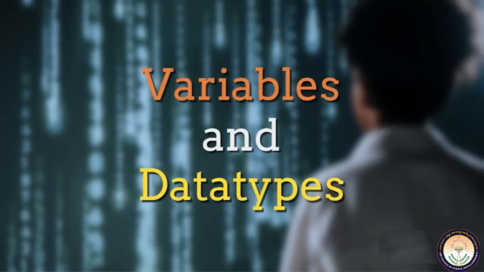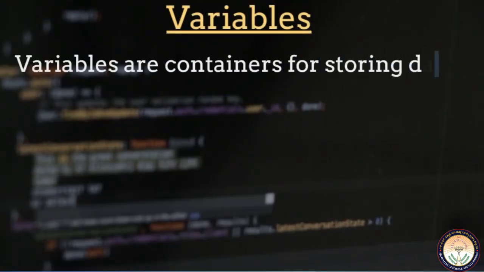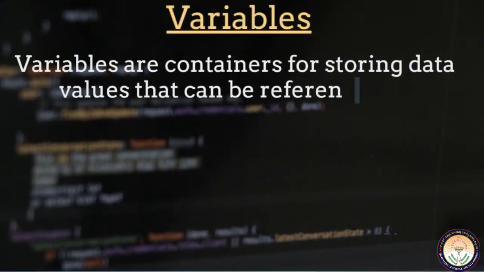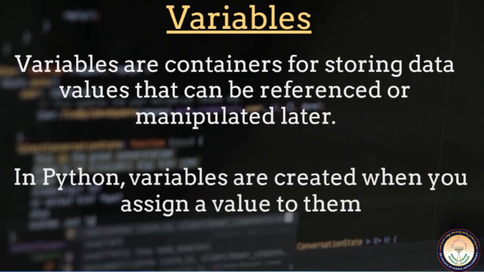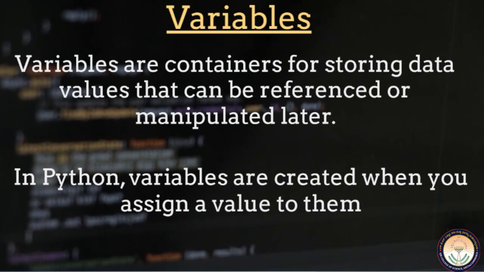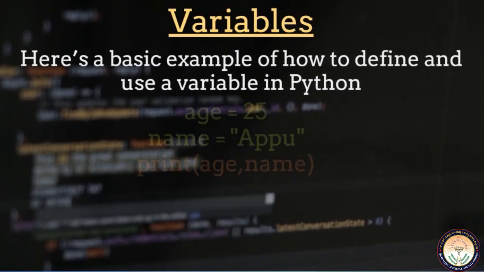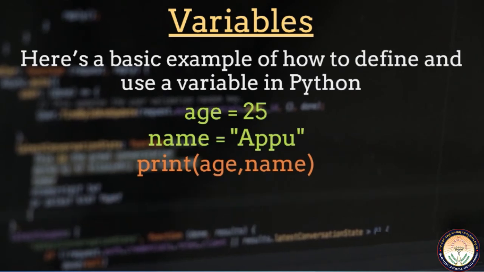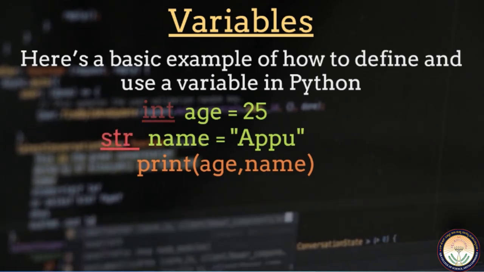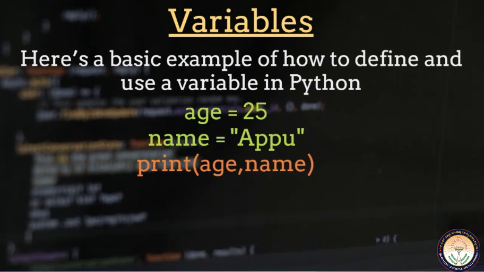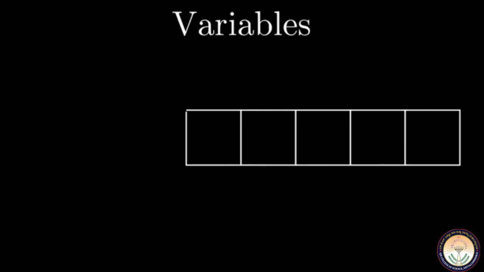Variables and data types. Variables are containers for storing data values that can be referenced or manipulated later. In Python, variables are created when you assign a value to them. Here's a basic example of how to define and use a variable in Python. In Python, variables do not need to have their data types explicitly declared. Let's take a look at how values are stored in memory.